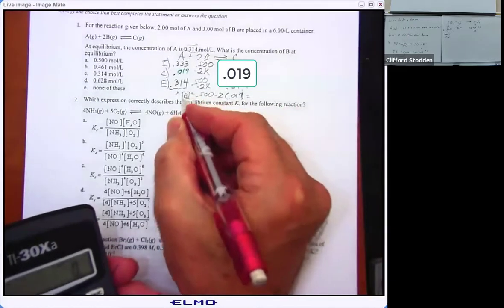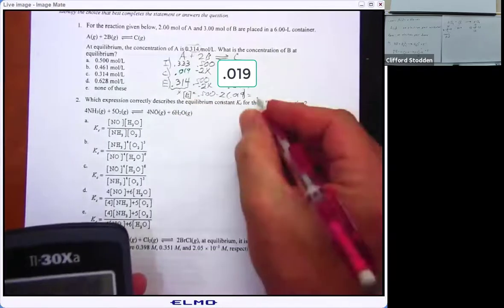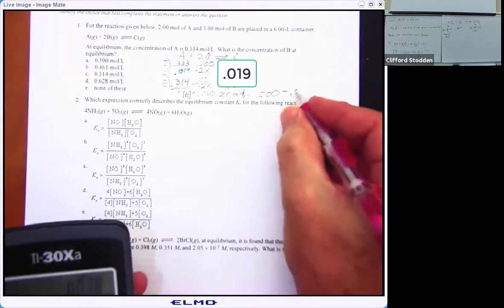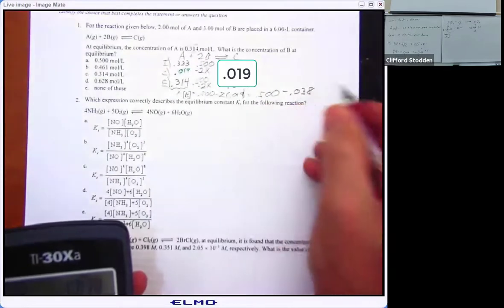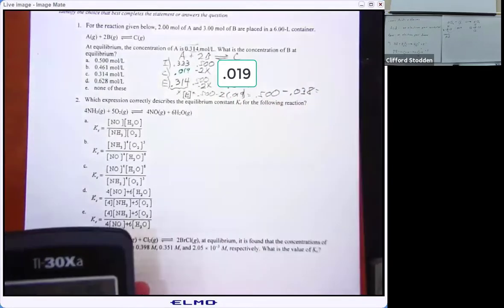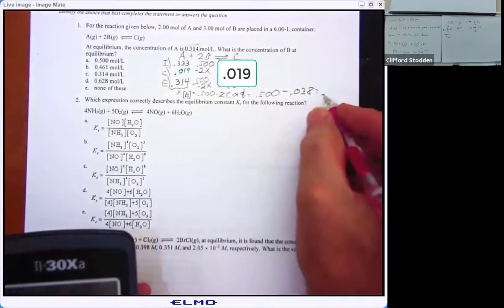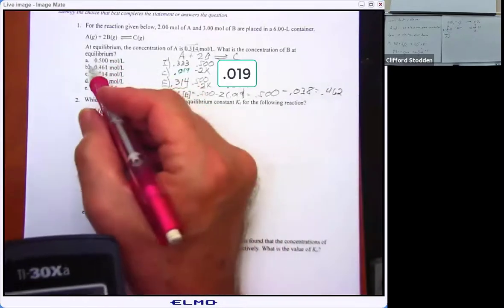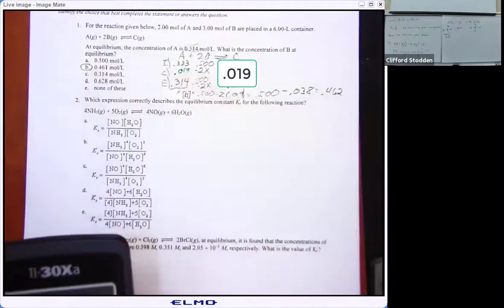Okay, so concentration of B at equilibrium is going to be 0.5 minus 0.038. So that's 2 times the change. And that's 0.462. Okay, and so the closest one is this one. There are some rounding differences.